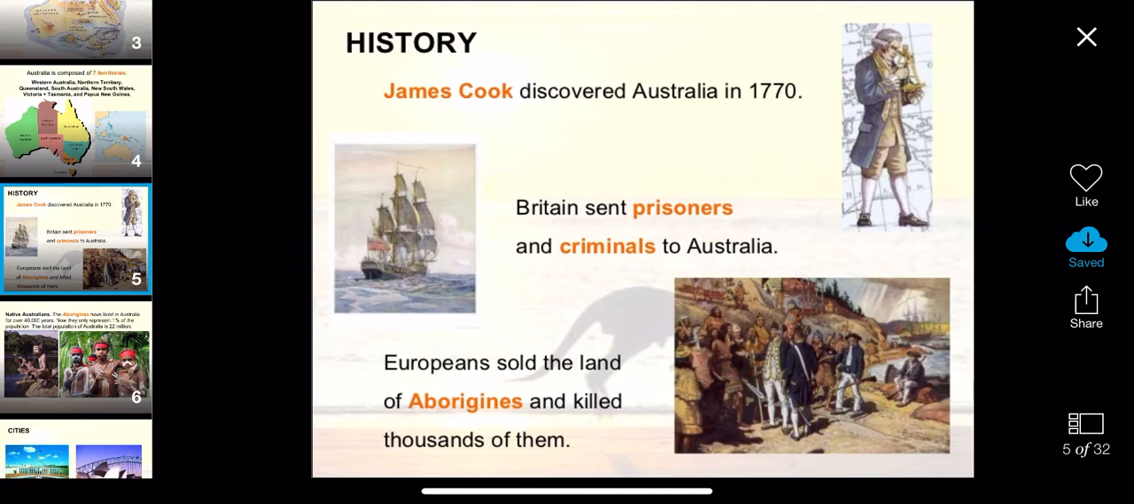So, James Cook discovered Australia in 1770, but Britain sent prisoners and criminals to Australia, and they sold the land and killed thousands of the Aborigines that already lived in Australia.